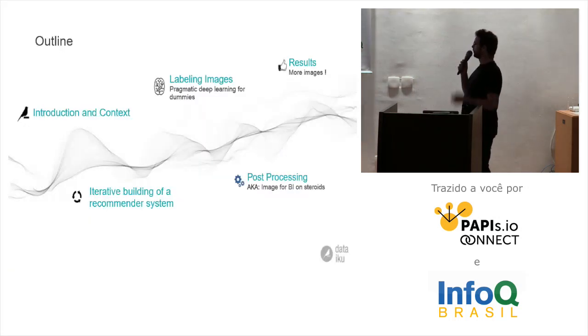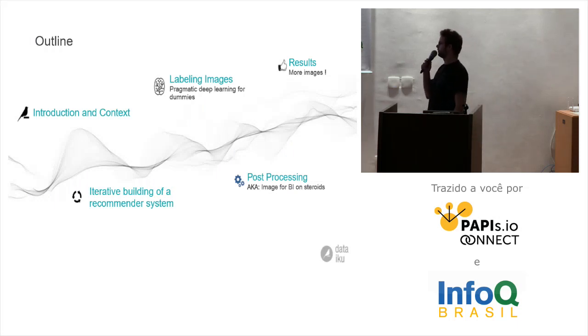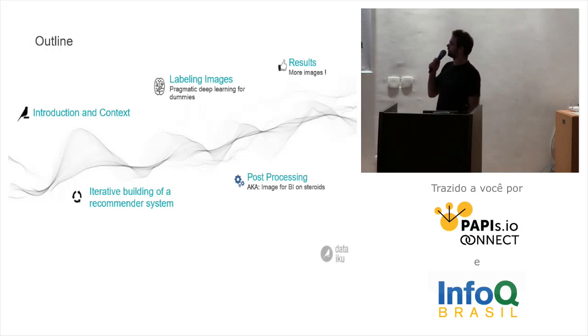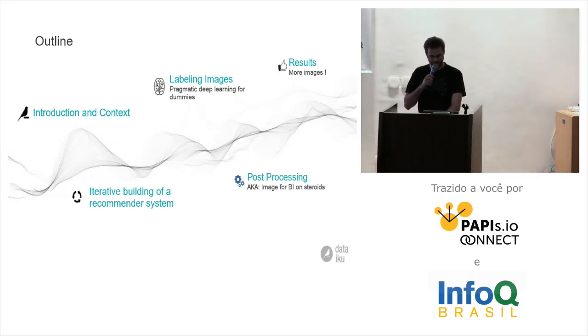First, I'm going to talk a bit about the context. Then I'll detail some basics about recommendation engines. And then we'll talk about labeling images, how to pre-process and post-process this information. And at the very end, I'll show some results with many images.